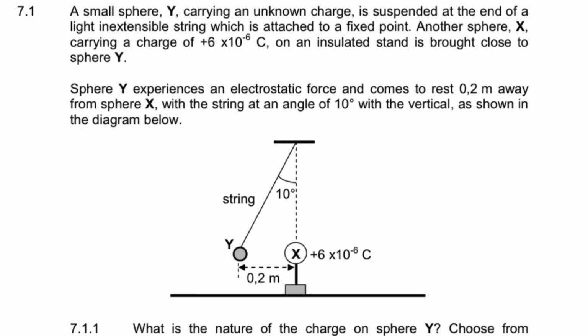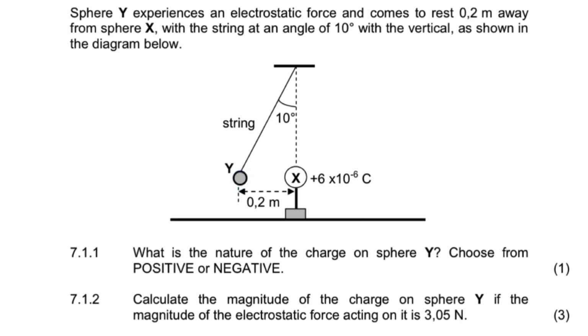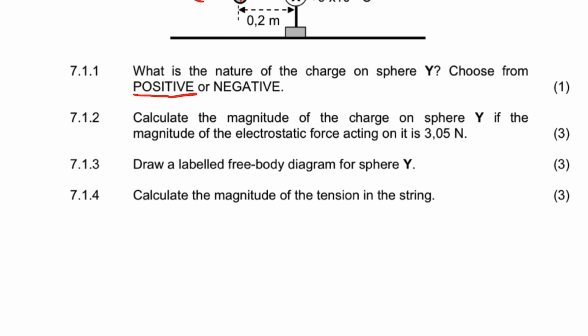In the diagram below, guys, there's an electrostatic force between the two, but looking at it, this one is repelled, it's pushed in that direction by this one. So if this one is positive, surely this one is a like charge, which is positive as well, right? 7.1.1, what is the nature of the charge on sphere Y? Choose positive or negative. Guys, as I've mentioned, this is supposed to be positive, and then it experiences an electrostatic force in that direction, so it has to be positive, right?